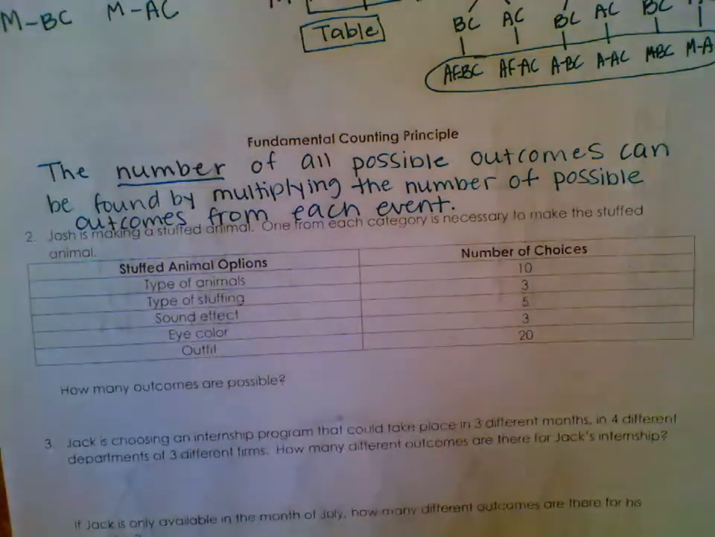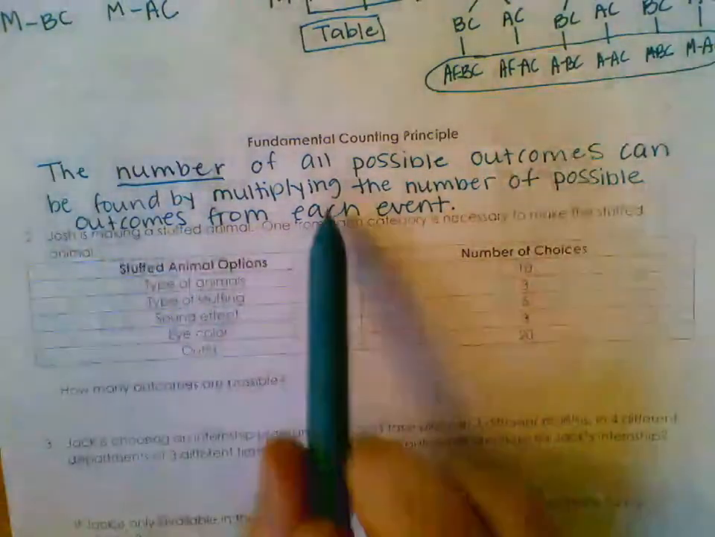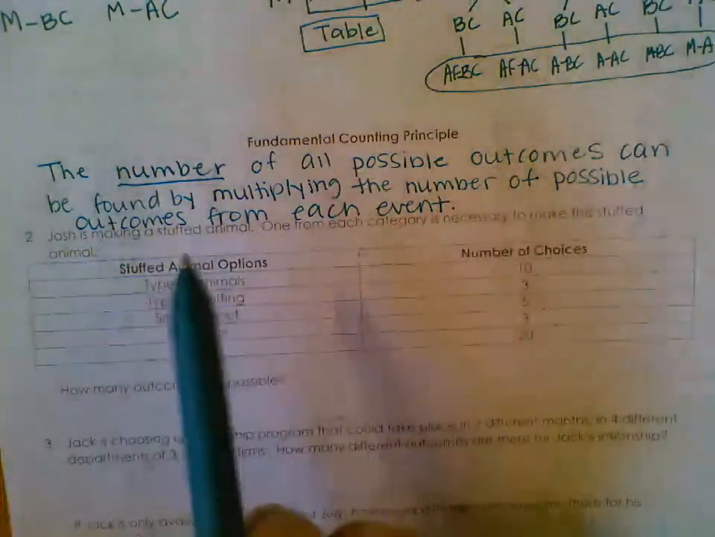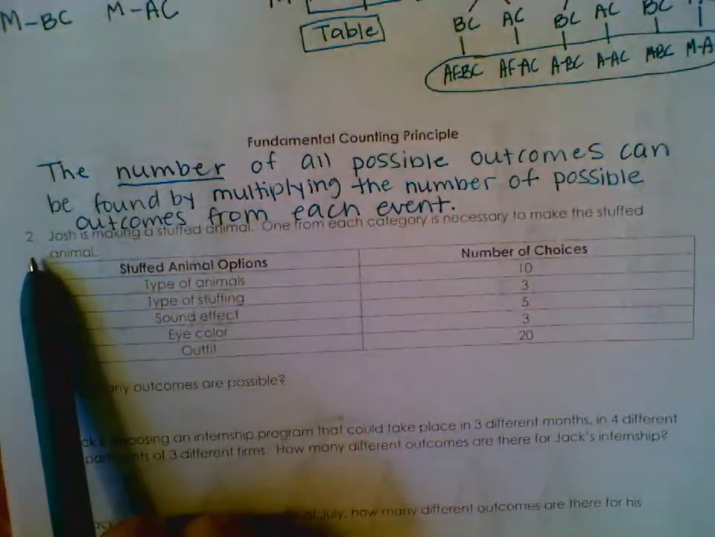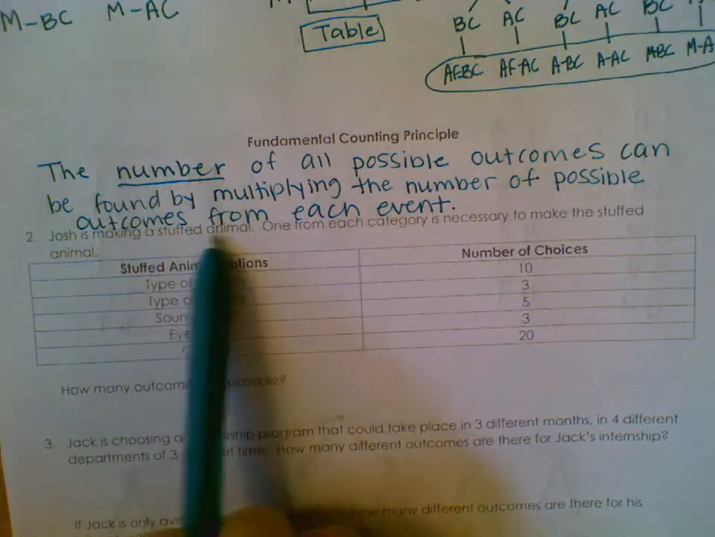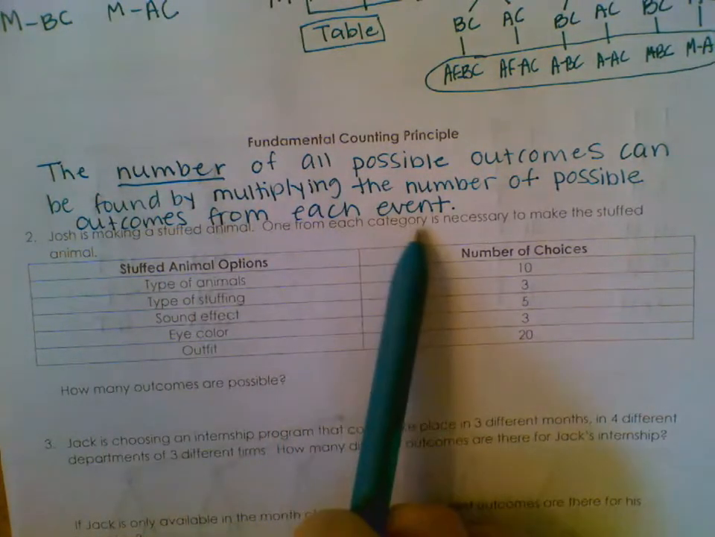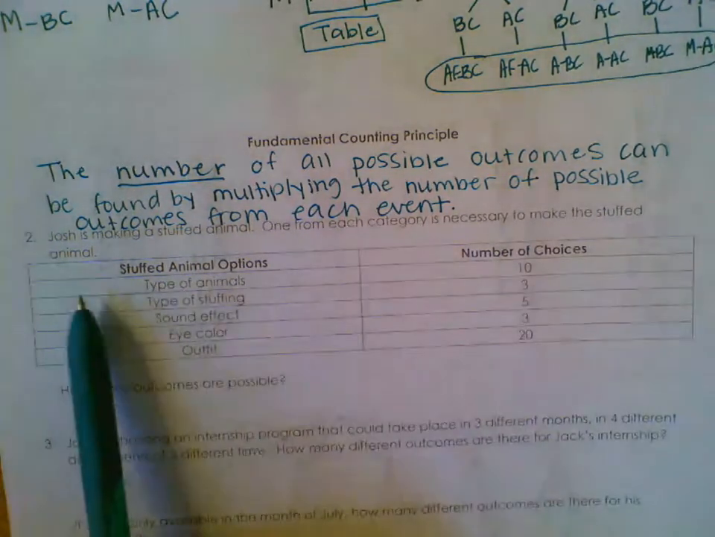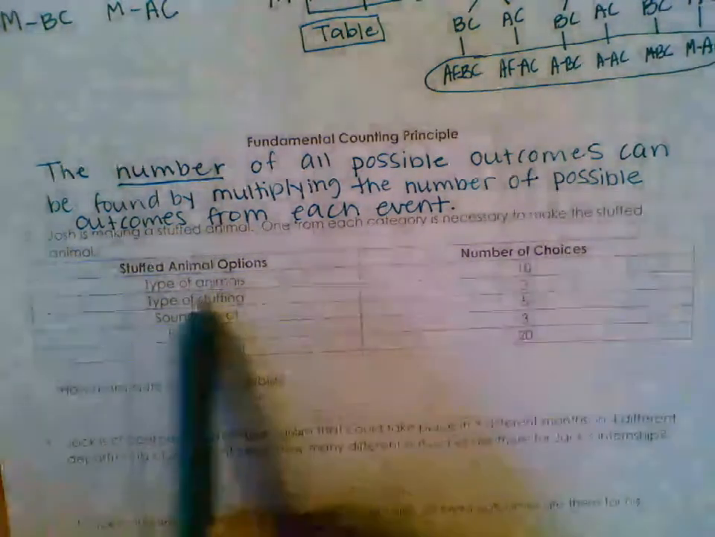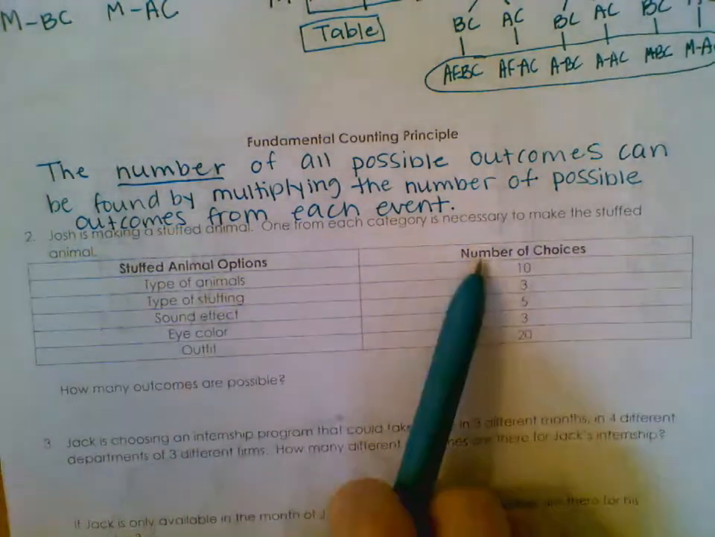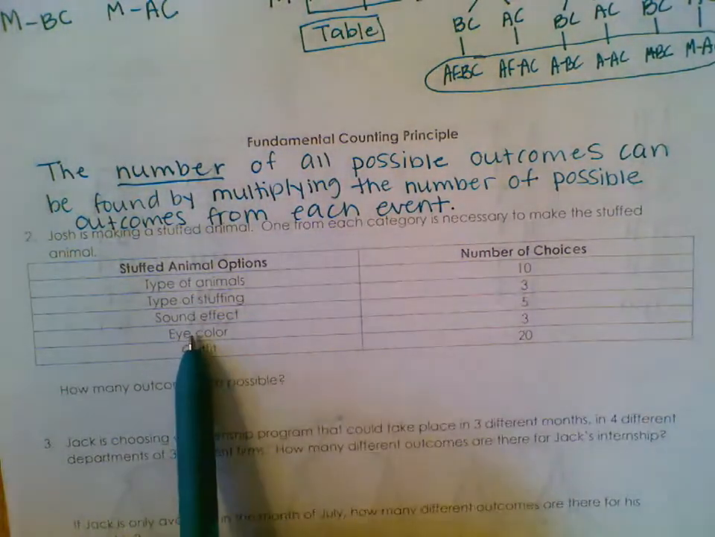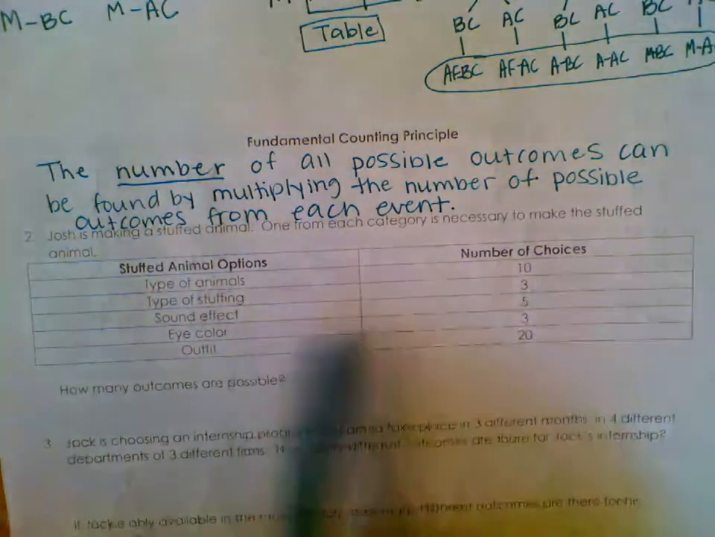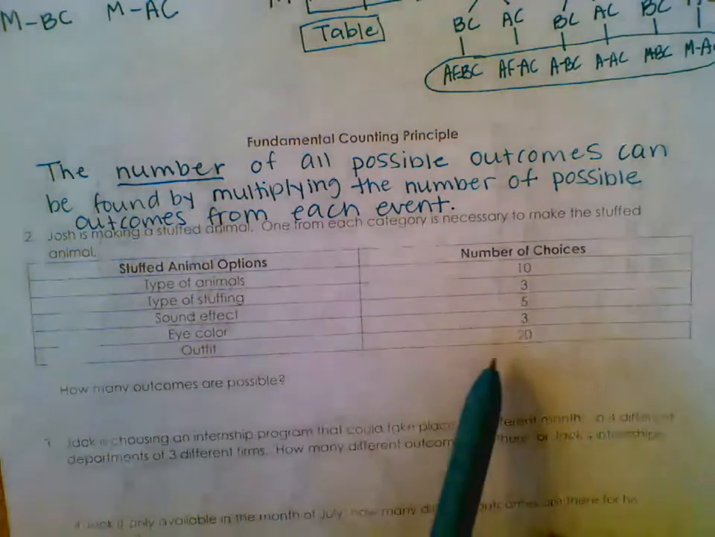So the number of all possible outcomes can be found by multiplying the number of possible outcomes from each event. So look at this number 2. Josh is making a stuffed animal. One from each category is necessary to make the stuffed animal. So he needs to select a type of animal, and there are 10 choices. A type of stuffing, there are 3 choices. A sound effect, there are 5 choices. Eye color, there are 3 choices. And an outfit, there are 20.